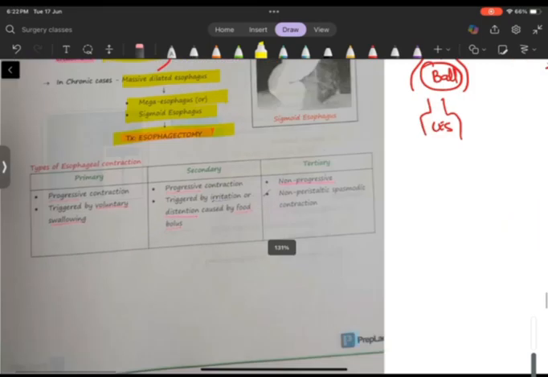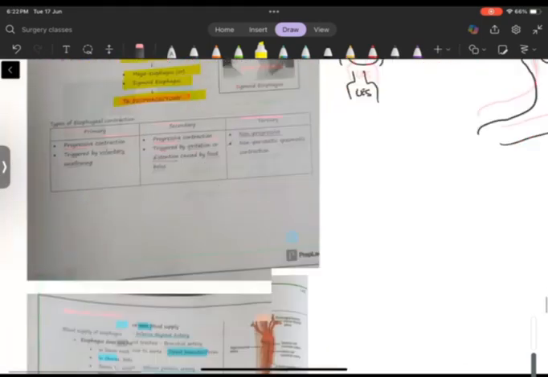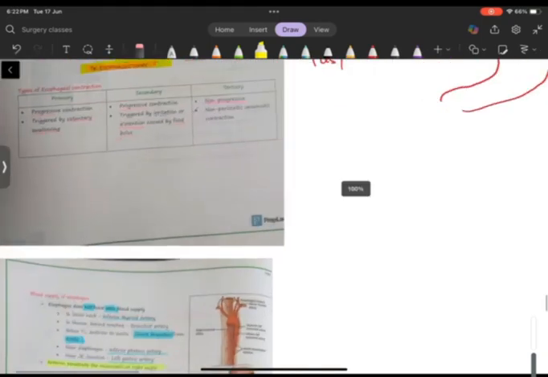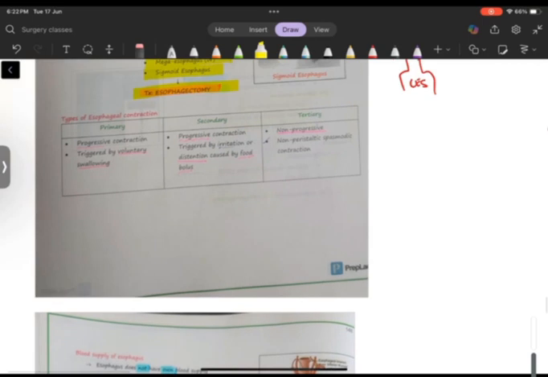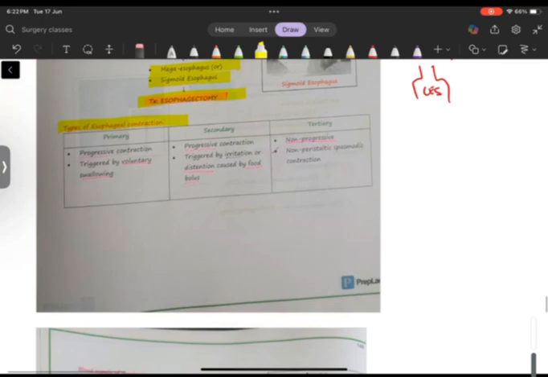Before starting other motility disorders related to the esophagus, we should know the types of esophageal contraction. There are three types: primary, secondary and tertiary. Primary means there will be progressive contraction. Gradually the contraction of the esophagus will progress, and it is usually triggered by voluntary swallowing. Suppose a patient has consumed food now, and he swallowed it.